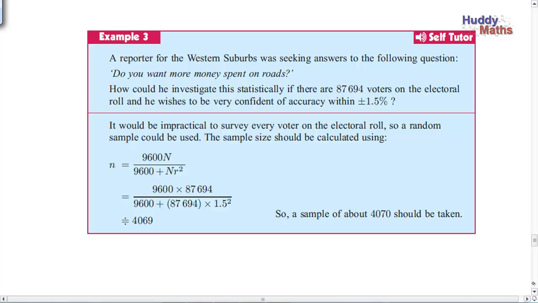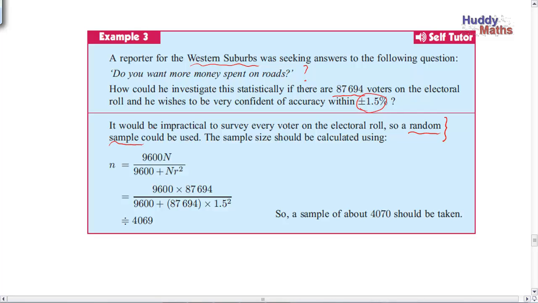A reporter for the Western Suburbs was seeking answers to the following question. Do you want more money spent on roads? That's not too bad. There's not too much bias there. How could he investigate this statistically if there are 87,694 voters and he wishes to be confident within plus or minus 1.5%? Okay, you can't actually go and do everybody on the roll because it's going to take too long and be too expensive. So a random sample could be used.